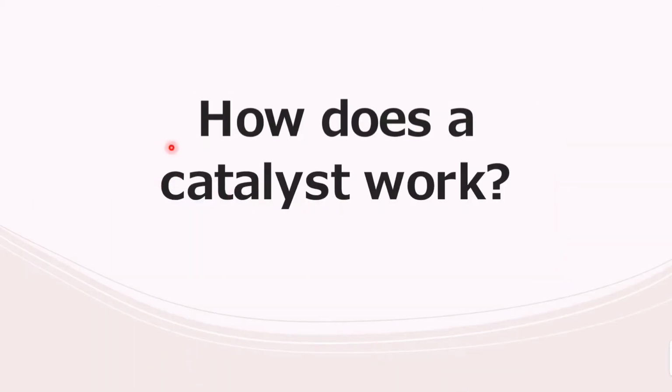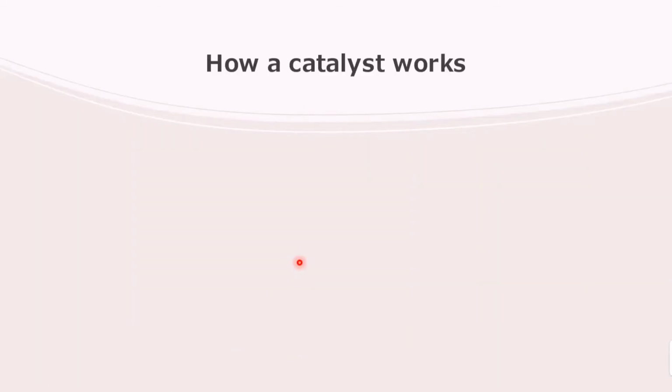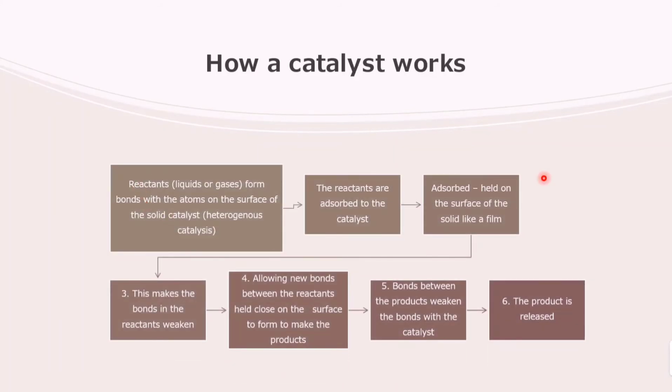But the main question is, how does a catalyst actually work? And so we're going to be looking at that now. So these are the steps of how a catalyst works, and we're going to be working through them. So our reactants, either liquid or gaseous, form bonds with the atoms on the surface of the solid catalyst. So we can see straight away that this is another example of heterogeneous catalysis, because our reactants and catalyst are in opposite states. And after they have formed bonds with the surface, they are adsorbed to the catalyst.